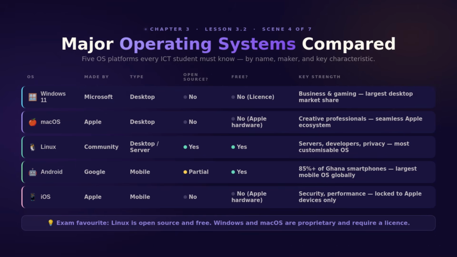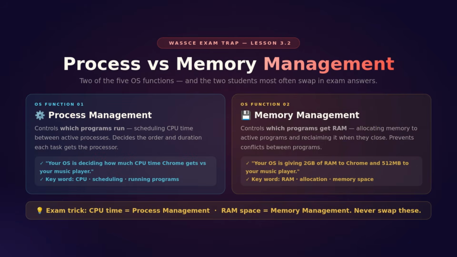Notice the pattern on screen. Linux is the only one that is both open source and free. Windows and Mac OS require a paid license. Out of the 5 functions, 2 get swapped constantly in exam answers: process management and memory management. Look at the screen. Process management is about CPU time, which programs get to run and for how long. Think scheduling. Memory management is about RAM space, which programs get memory allocated to them. Think allocation.